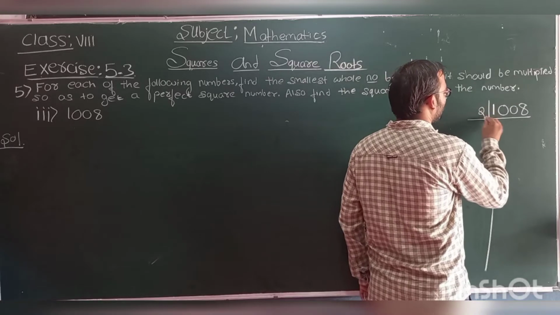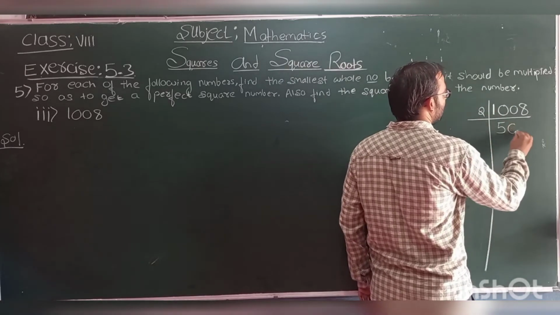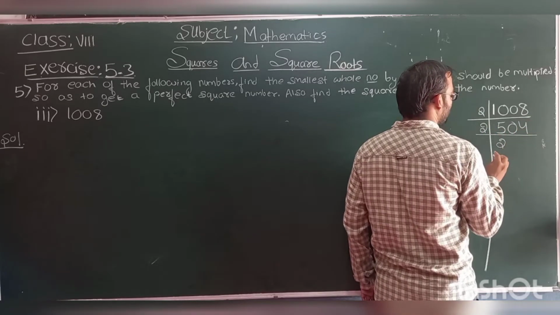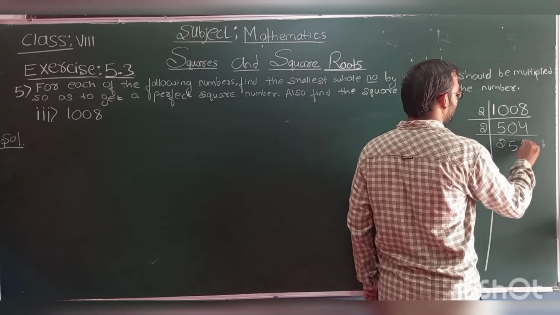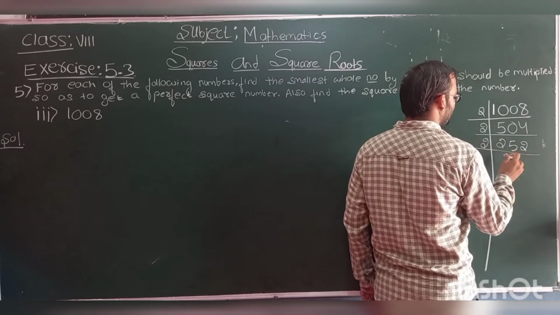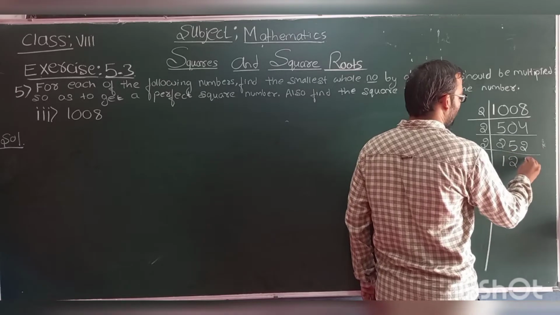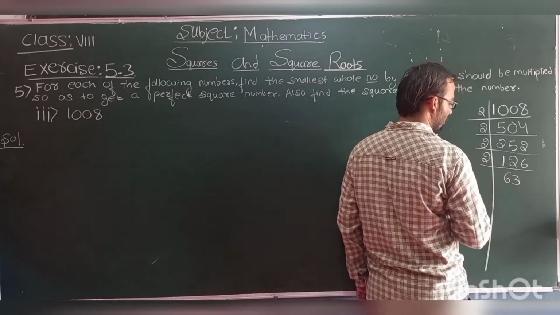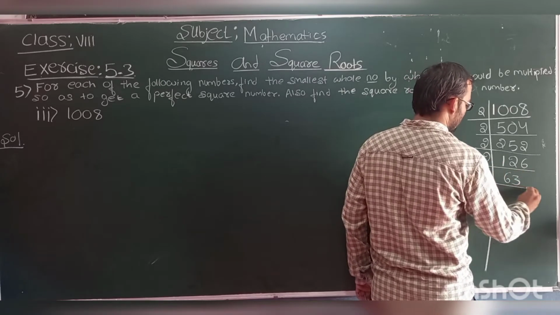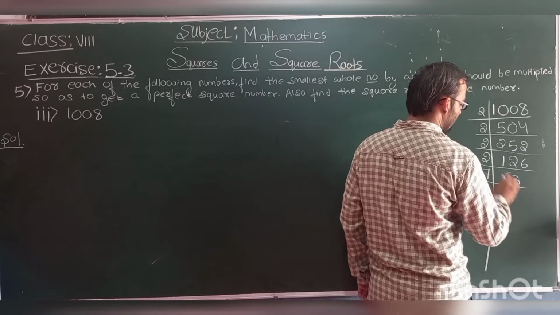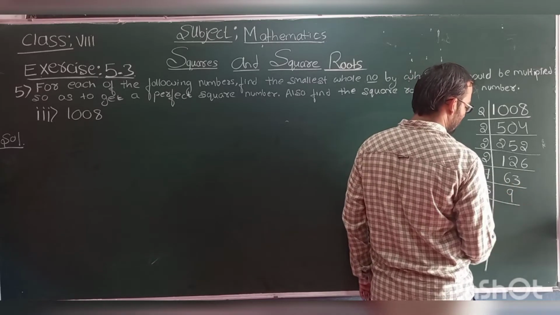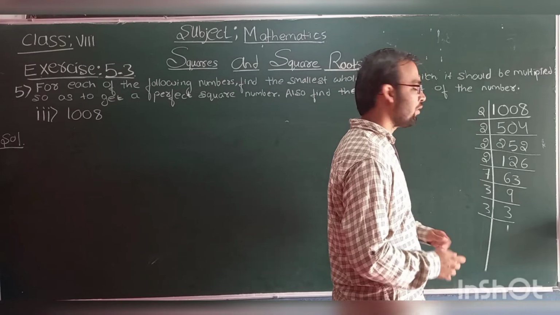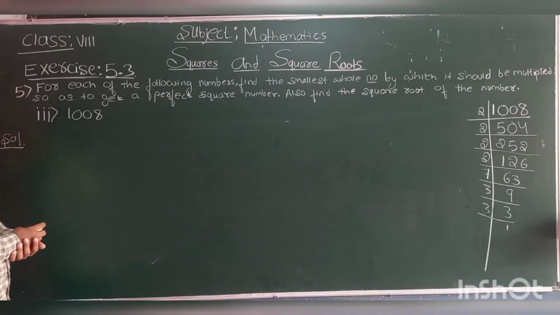So look at here, 2 5s are 10, 0, 2 4s are 8, 2 2s are 4, 1 carry will become 10, 2 5s are 10, 2 2s are 4, then 2 1s are 2, 2 2s are 4, 2 6s are 12, 2 6s are 12, 2 3s are 6. Okay, next, 7 9s are 63, 3 3s are 9, and 3 1s are 3. So these are the factors of 1008. Students, now we write the factors of 1008.